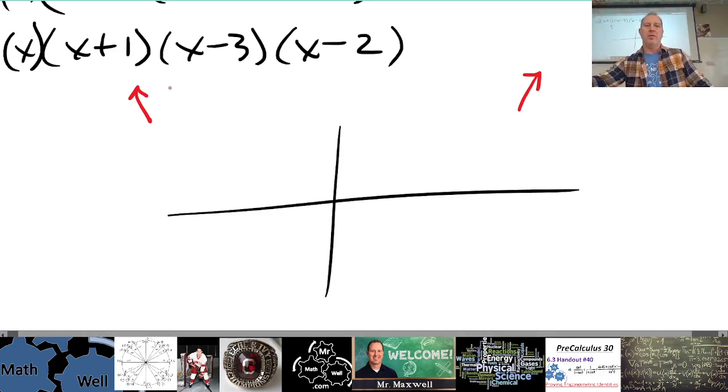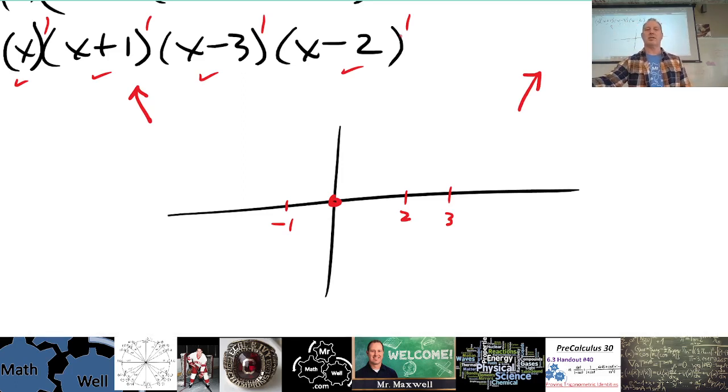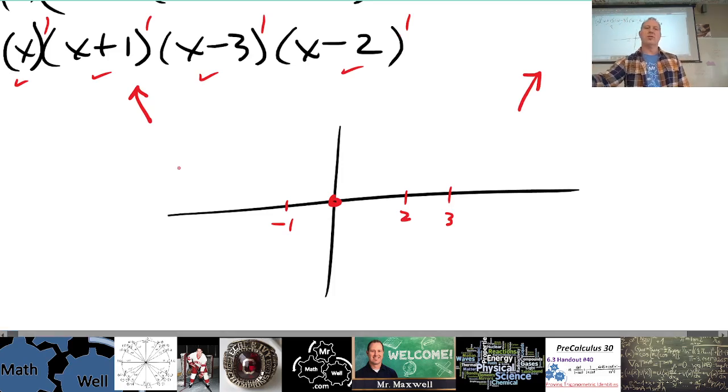Now, these give me the intercepts, right? So at 0, there's going to be 1. At -1, there's going to be 1. At +2, there's going to be 1. And +3, there's going to be 1. Now they're all multiplicity 1 too, right? There's no repeats for the factors. So if they're all multiplicity 1, they all just cross the x-axis. They don't come down, touch it, and go back up. They don't come down, dip down, touch it, and continue across. It's all just a straight cross.